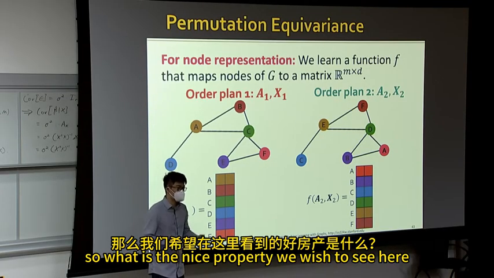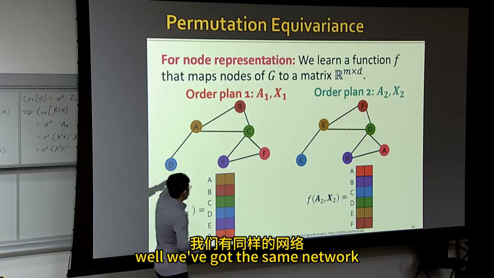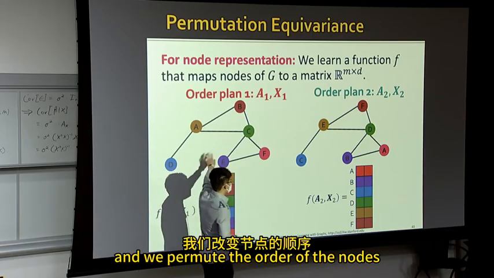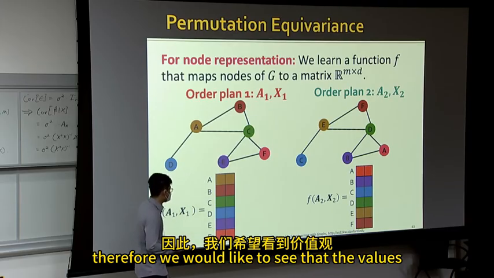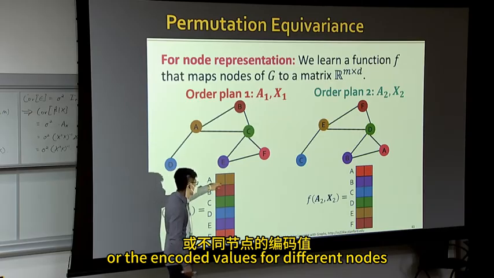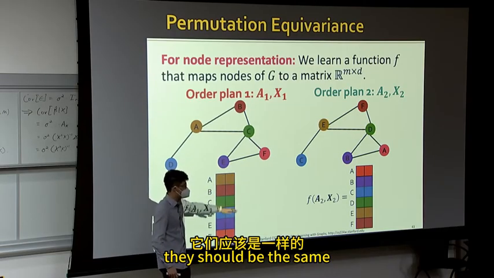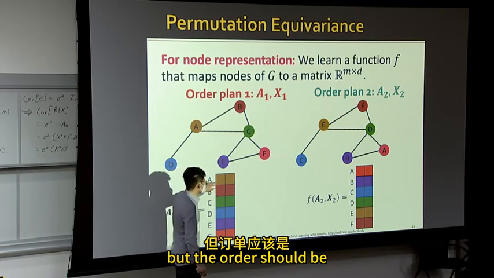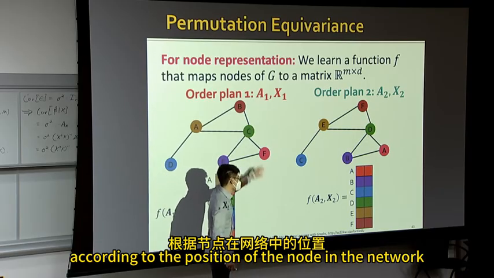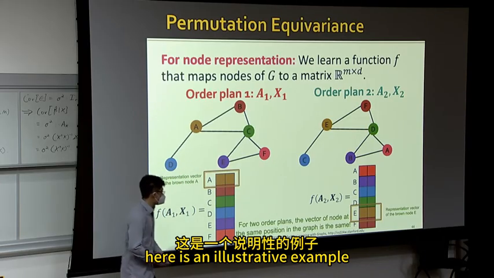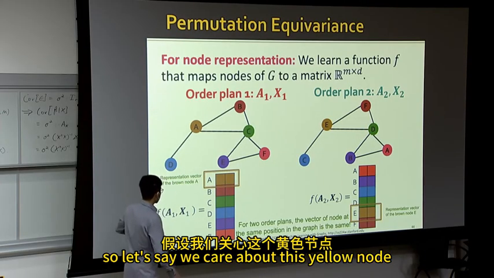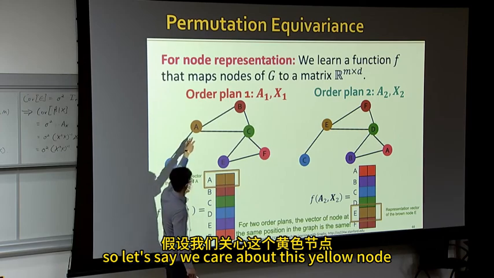So what is the nice property we wish to see here? Well, we have the same network, and we permute the order of the nodes. Therefore, we would like to see that the encoded values for the different nodes should be the same, but the order should follow the position of the node in the network. Here is an illustrative example. Let's say we care about this yellow node.